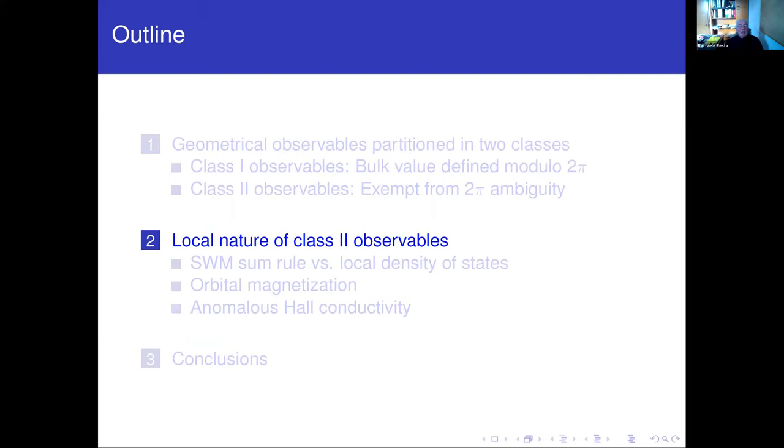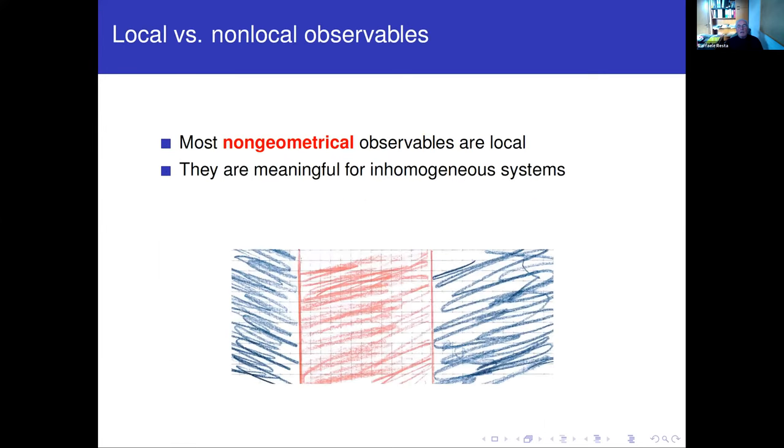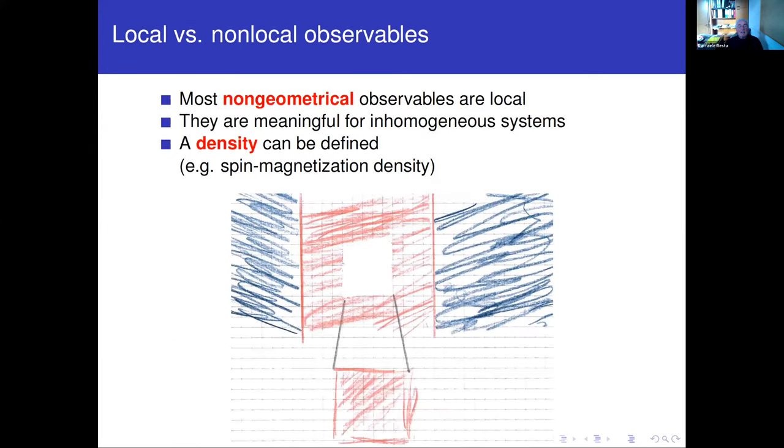Now, as I said, I have no time because I'm running over time. So the local nature of class two observables, I will not discuss. And I will go to the conclusion. Let me discuss at least this. Local nature means that you have something like that. And if you know what happens here, only here, can you tell what is the observable? And the answer is yes if it is orbital magnetization, no if it is anomalous Hall conductivity, no if it is polarization. Because for polarization, if you know what happens here, you only know polarization modulo a quantum, and the actual value of the quantum is fixed by what happens at the boundaries.